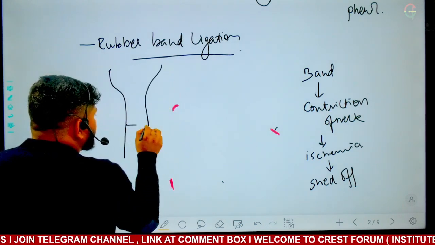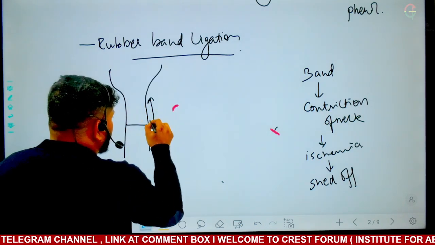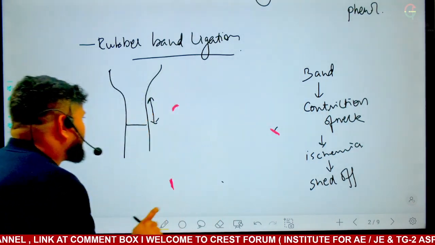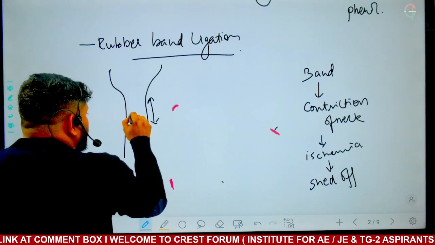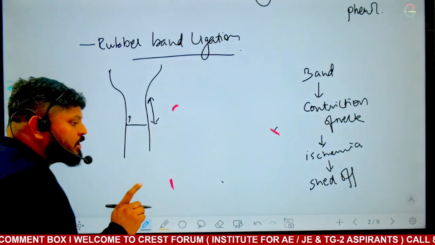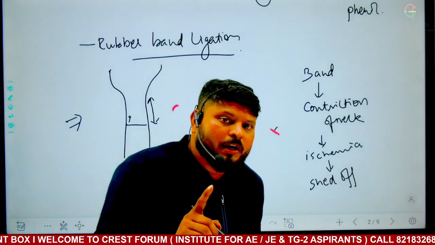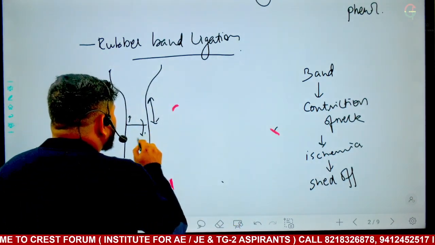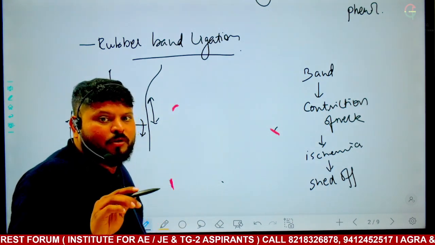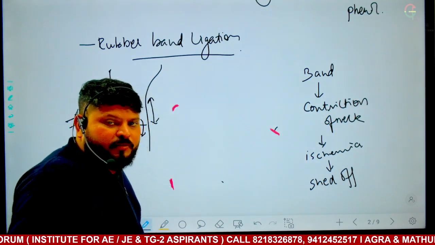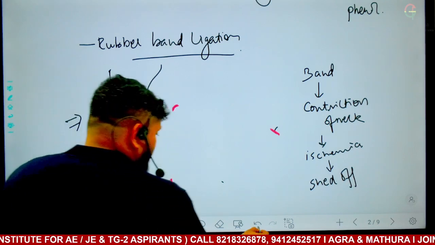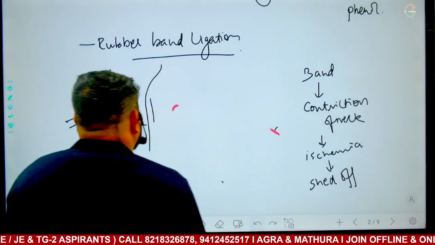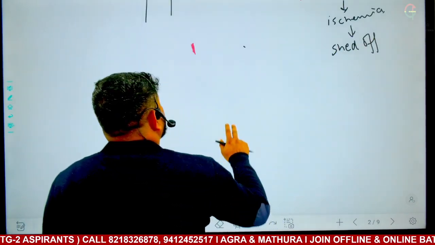You have to keep in mind, it is always given above the dentate line, never below the dentate line. Sclerotherapy and rubber band ligation are always done above the dentate line. If you do anything below the dentate line, it will cause severe pain and the patient will kill you later. Okay, come to the next.